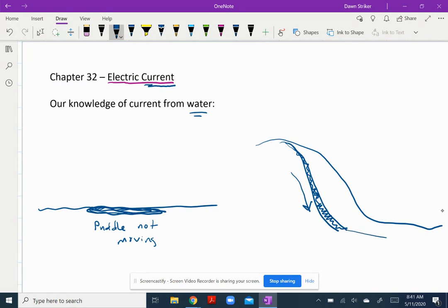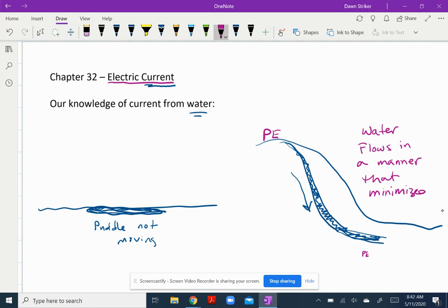And so how do I imagine in physics that this water begins to flow? Well, you know that at the top it's got some potential energy, and the water moves in such a way as to minimize its potential energy. So down here it has a very small amount of potential energy, and up at the top it's got a lot of potential energy. So water flows in a manner that minimizes its potential energy. That's true of everything too.